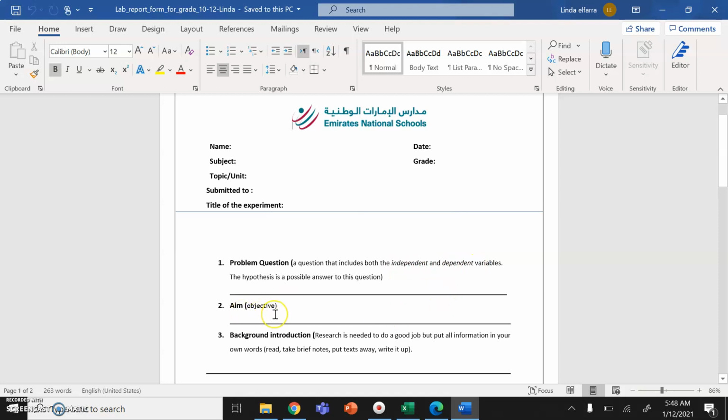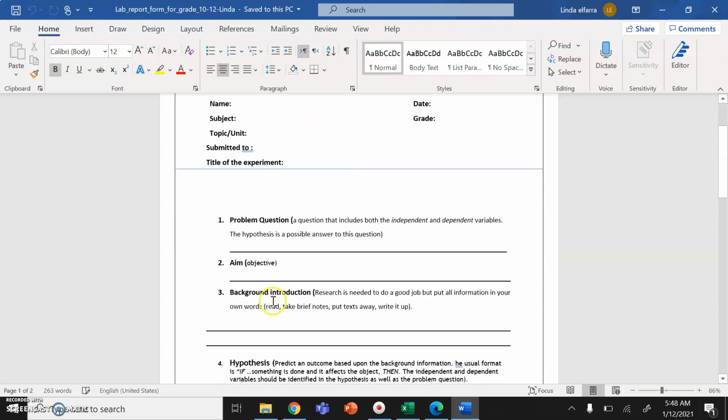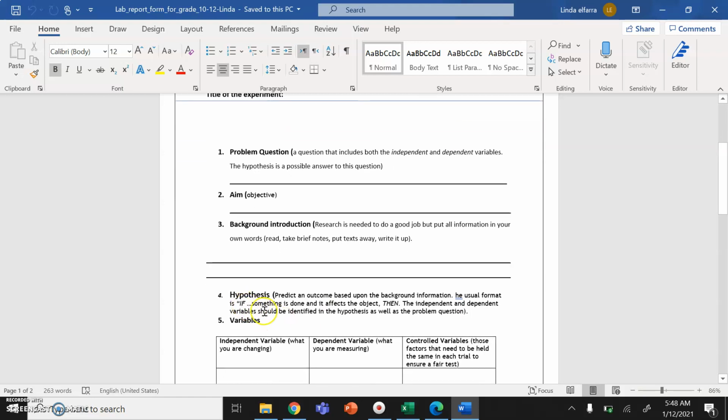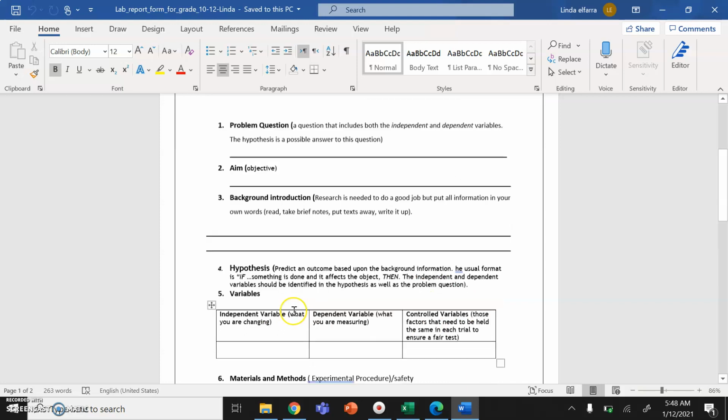What is the aim, the objective of the experiment? Write background about this experiment. Do research about this experiment, like half a page or 1 page. Add illustrations, photos about the experiment here. Write the hypothesis using an if-then statement. And when you write the if-then statement, make sure you include the dependent and independent variable.